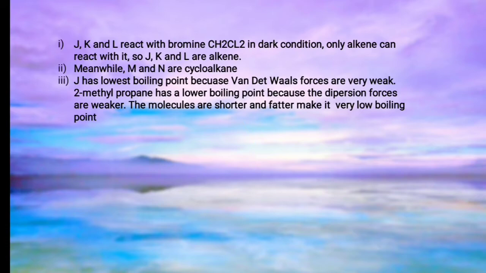J, K, and L react with bromine in CH2Cl2 in that condition. Only alkene can react with it, so J, K, and L are alkenes. Meanwhile, M and N are cycloalkanes. Alkanes cannot react with bromine in CH2Cl2 in that condition. So next is why J has the lowest boiling point.